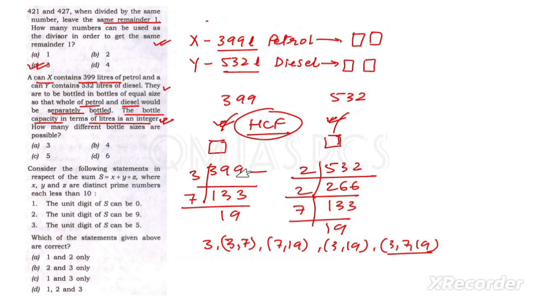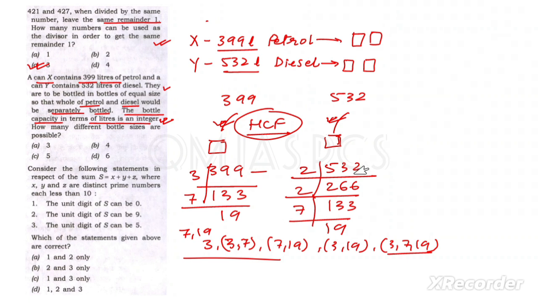Clear? I have left a few things, it should be 7 and 19 also. Is there anything else? 3, 7, 19, and 3 and 7, then 7 and 19, 3 and 19. All together, yeah, fine. So these are the factors of 399.